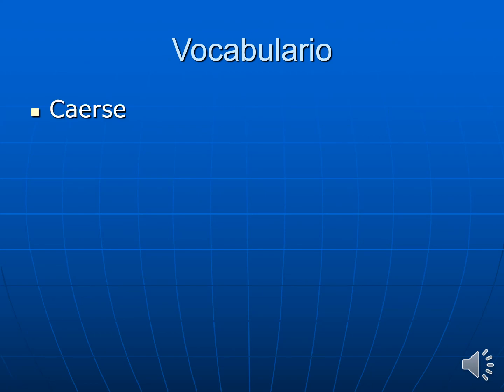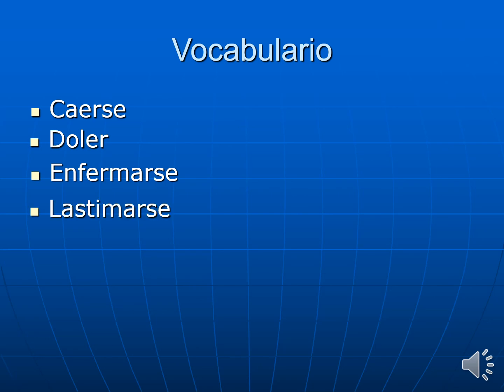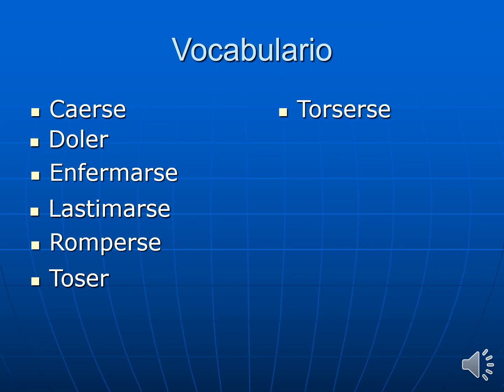Well, we have a few words for our vocabulary on this lesson. That's caerse. Notice it's reflexive. It means to fall. Doler is to hurt. Enfermarse is to get sick. Lastimarse is to hurt yourself. Romperse would be to break your bone, break your arm or your leg. Toser is to cough. Torcerse is to twist, like to twist an ankle.